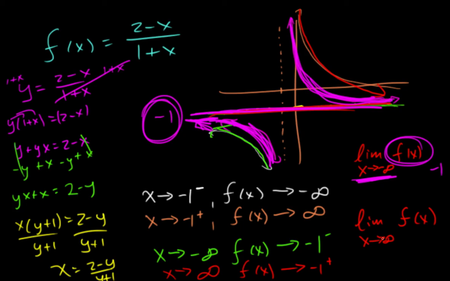Now this one is saying as we go really far to the right, as x gets really, really big, meaning going to the right, what does the y value do? Well, the y value gets closer and closer to negative 1. So both those limits are the same.